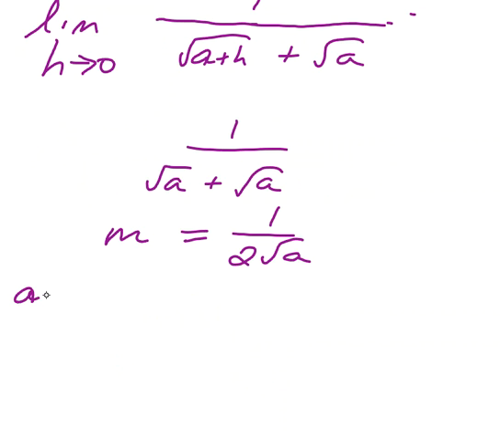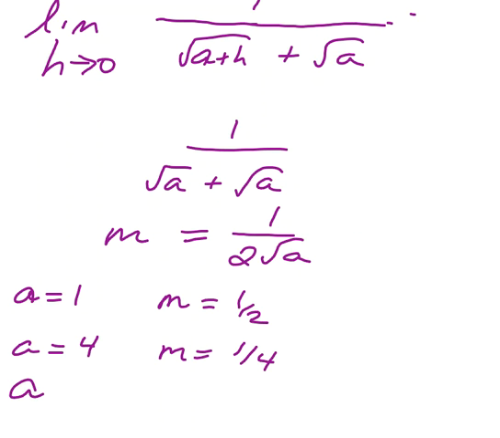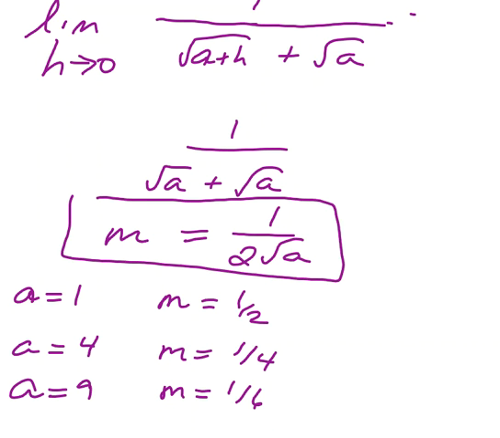So when a is equal to 1, then my slope is going to be 1/2. When a is equal to 4, then my slope is going to be 1/4. When a is equal to 9, my slope is going to be 1/6. So it's nice to be able to make this variable expression in terms of a, because now I can evaluate my slope at any point. We can also use this as an application in velocity and tangents, but I will do that in the next video.